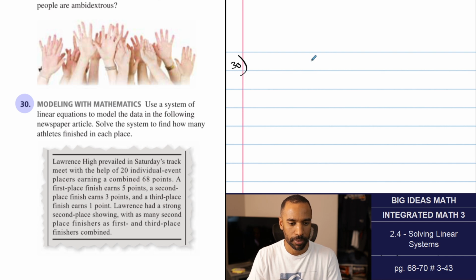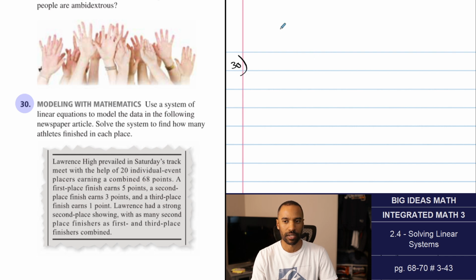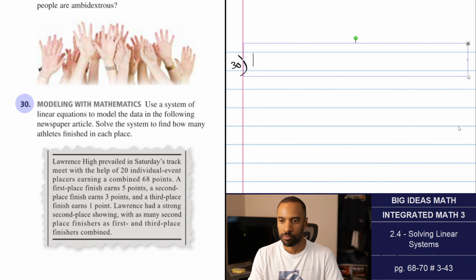A second place finish earns 3 points, and a third place finish earns 1 point. Lawrence had a strong second place showing with as many second place finishers as first place and third place finishers combined. First, second, third. Second starts with an S, so I'm not going to use that. I'm still going to use X, Y, and Z.